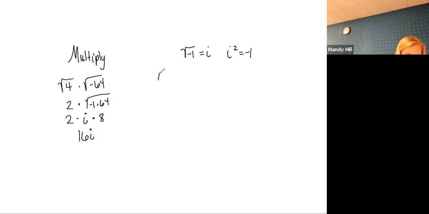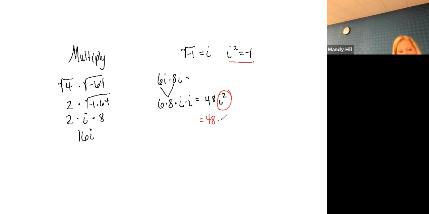Okay, what happens if they have 6i times 8i? Well, we would want to put together the things that are alike. So we could do 6 times 8, but we're still multiplying everything. So i times i. Well, 6 times 8 is going to give us 48. And then i times i would give us i squared. Right here, you should go, oh, wait a minute, there's an i squared, and I know that i squared is -1. So this really means 48 times -1, which is -48.